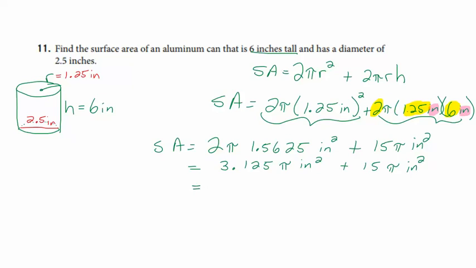So now, if you look at this, you'll see all this stuff is the same. Pi square inches, pi square inches. So you could kind of think of that like the variable part. And we have like terms. So we can just add 3.125 plus 15, and we get 18.125. And then just leave this pink part the same. Pi square inches. Now if we want to, we could go ahead and plug in 18.125 times pi and get an estimate. I know that one was a little tricky, but I just wanted you to see it.